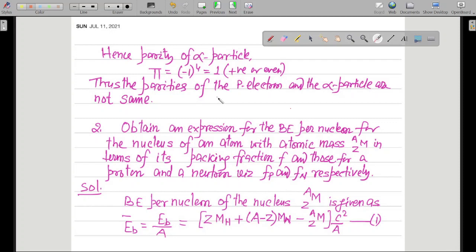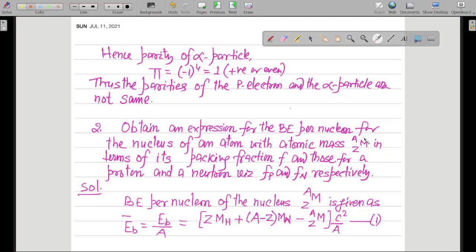Okay. Obtain an expression for binding energy per nucleon for the nucleus of an atom. We have to obtain the expression for binding energy per nucleon for the nucleus of an atom with atomic mass m(Z,A). The atomic mass is m.